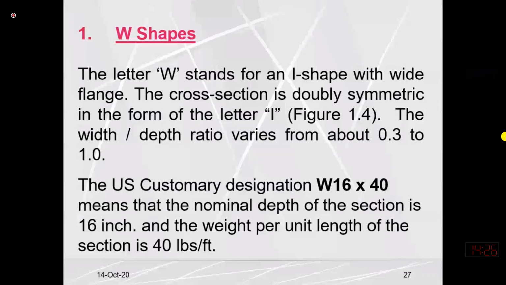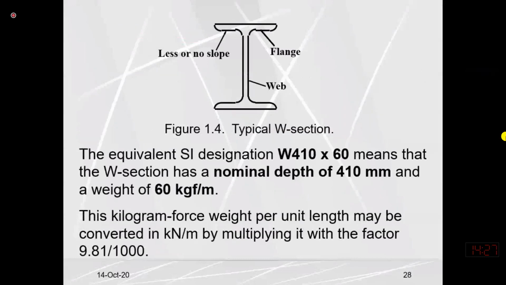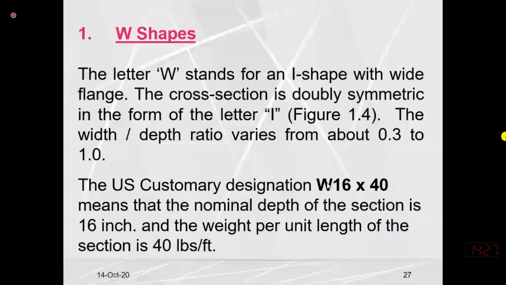Nominal depth means that the depth of this section is 16 inch, and the second number represents weight per unit length of that section. So W16 into 40 is the US customary designation for a wide flange section whose nominal depth is 16 inch and weight is 40 pounds per foot. So why do we need the unit length? Because if we know the weight per unit length, we can easily compute the total weight of the section required for the construction.